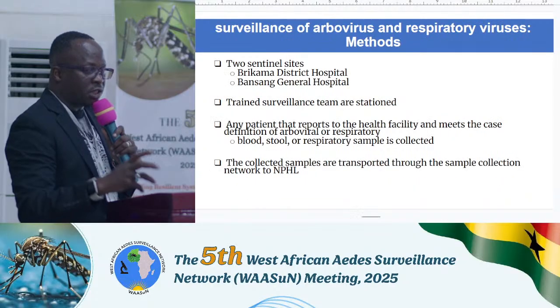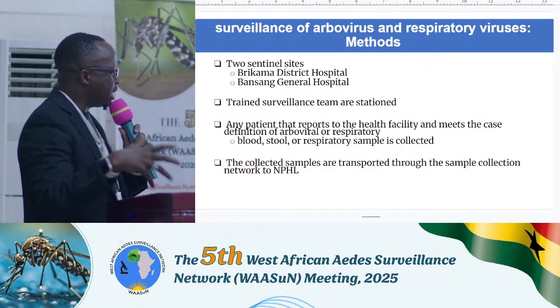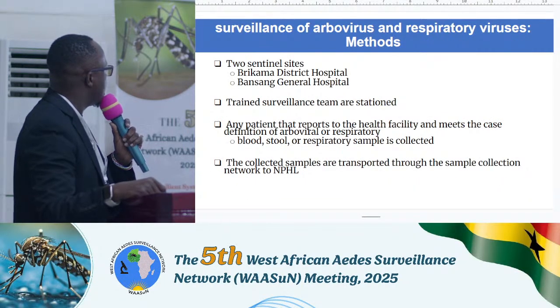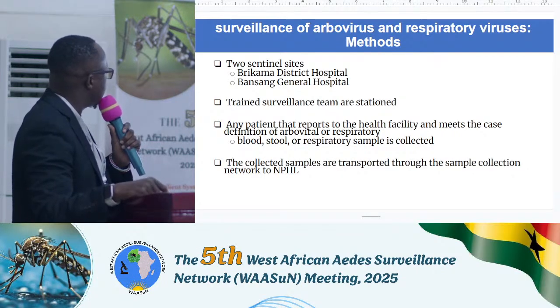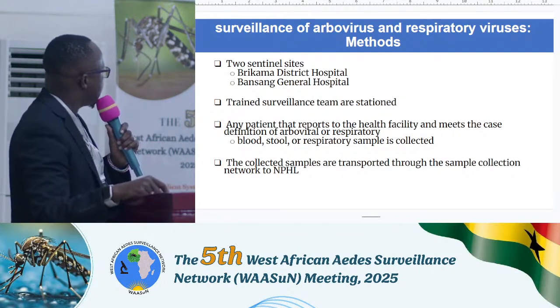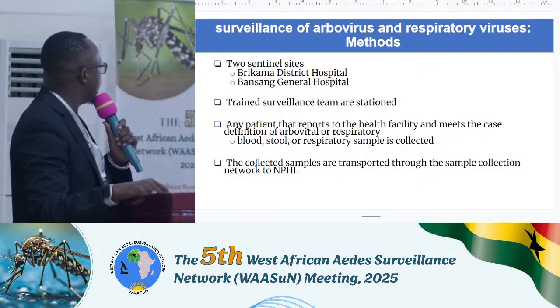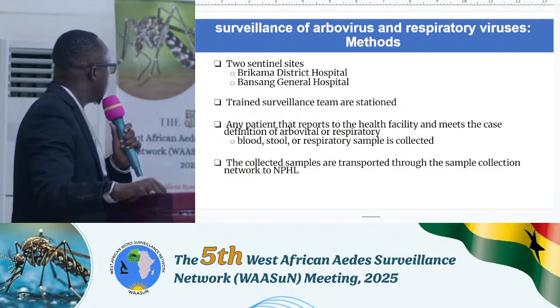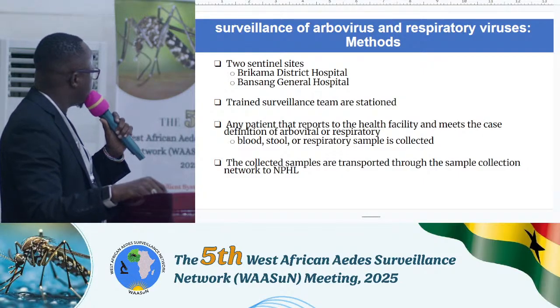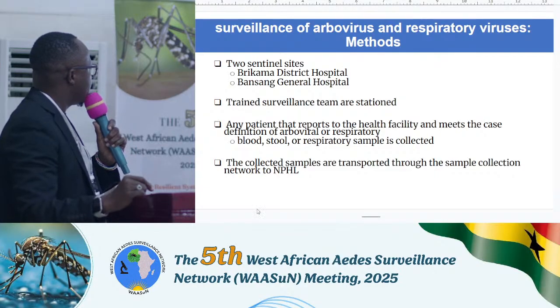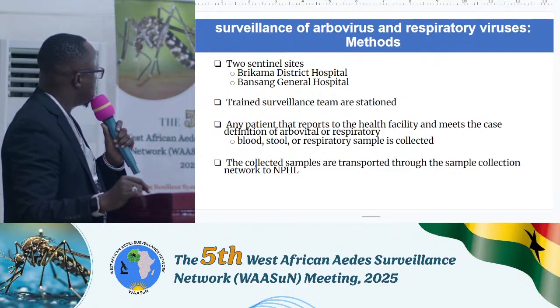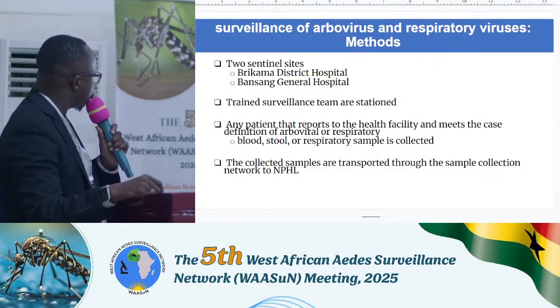Trained surveillance officers are stationed in these facilities for detection so that they can pick up cases very early. Any patient that reports to the health facility and meets the case definition of arboviral or respiratory illness, samples are collected, ranging from blood, stool, respiratory samples, with a simple collection method.